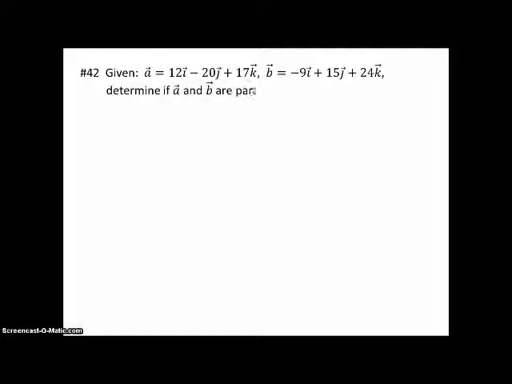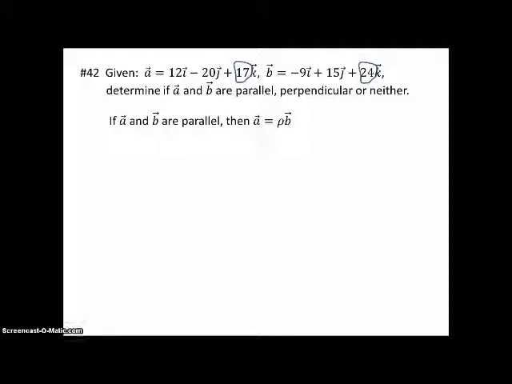Number 42. Given vector A is 12i minus 20j plus 17k, and vector b is negative 9i plus 15j plus 24k. Determine if a and b are parallel, perpendicular, or neither. Well, if a and b are parallel, then a would be a scalar multiple of b. And pretty obviously that's not working.